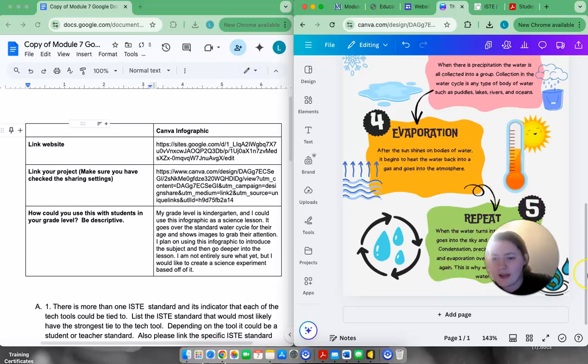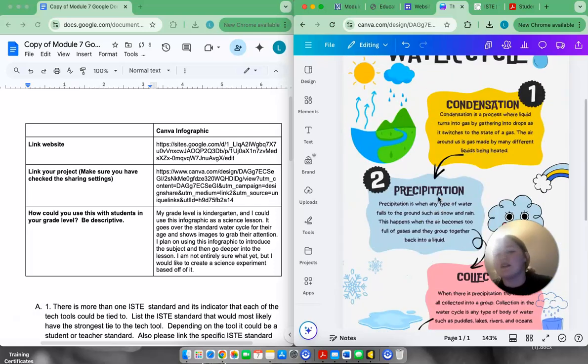When water turns into a gas again, it goes into the sky and repeats the cycle. Condensation, precipitation, collection, and evaporation over and over and over again. This is why we never run out of water. And then we have 2 different pictures showing that it is repeating. And it's just water because clearly everything's about water.